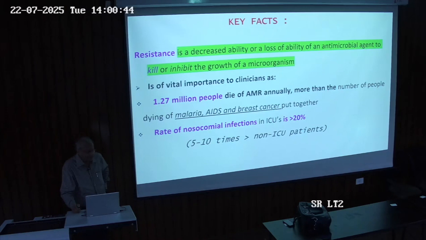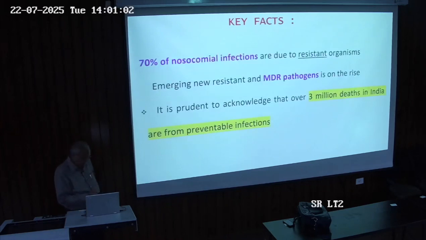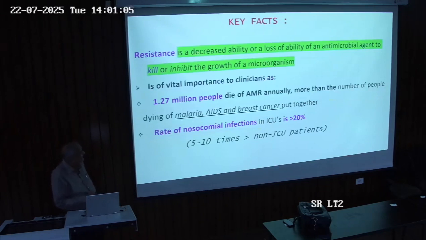It is very important. Why? Because almost 1.2 million people die annually of antimicrobial resistance, more than the number of people dying of malaria, AIDS, and breast cancer put together. So this is the highlight: the deaths of malaria, AIDS, and breast cancer combined, and on the other hand deaths due to antimicrobial resistance. So this is how it is clinically significant.